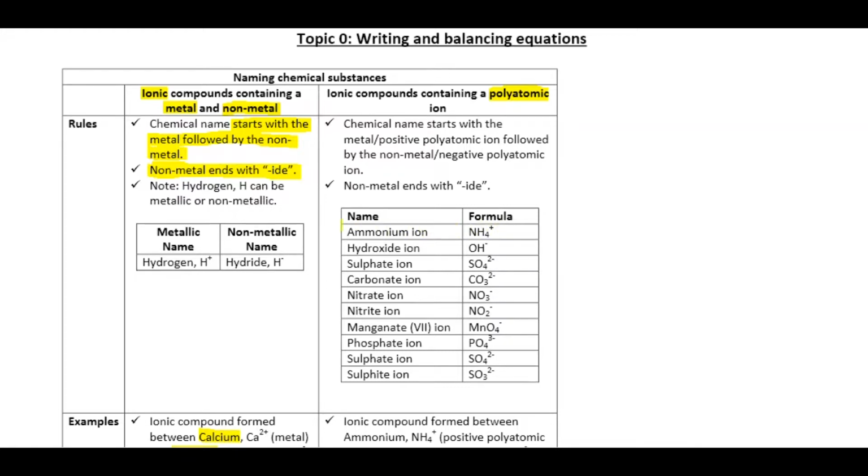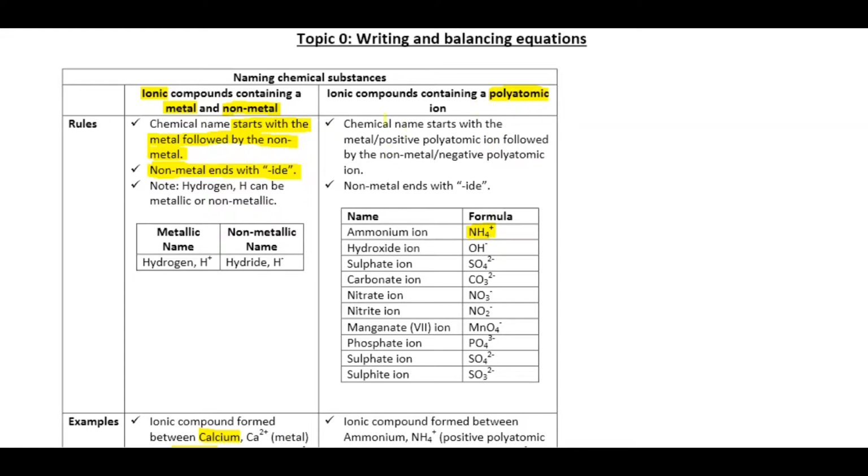Here, for example, ammonium: it's not just nitrogen or hydrogen, but it consists of one nitrogen atom and 4 hydrogen atoms. It's polyatomic because it consists of more than one atom, and it's an ion because it has a positive 1 charge overall. So this table will show you some examples of polyatomic ions.